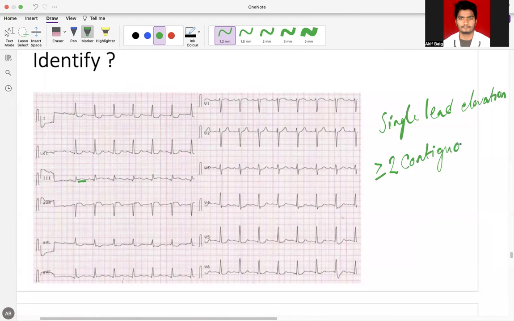In this patient, you can see clearly that it is only there in lead 3, but no elevation in the other leads. Lead 2 and lead 1 are normal. So now, how do you treat this case? Why do you suspect this case?